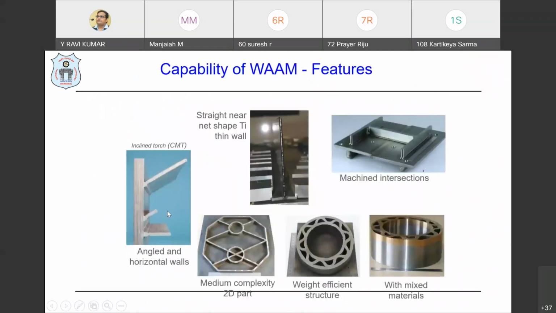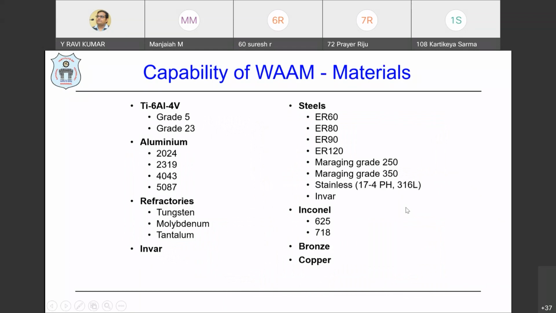Even at inclined angles, from 0 degrees to 180 degrees, and even at 30 and 80 degrees, the CMT torch, the cold metal transfer torch, can be inclined at varying angles. Thin walls of titanium can be made, from medium-complexity 2D parts to weight-reduced efficient parts, even mixed-material functional parts. With WAM we can manufacture titanium, aluminum, refractory metals, invar, steel, inconel, bronze, and copper. These are all metals already tried with the WAM process.